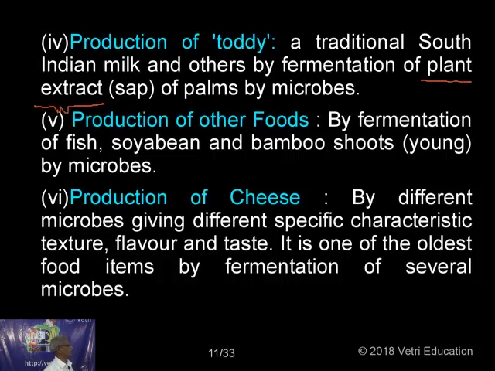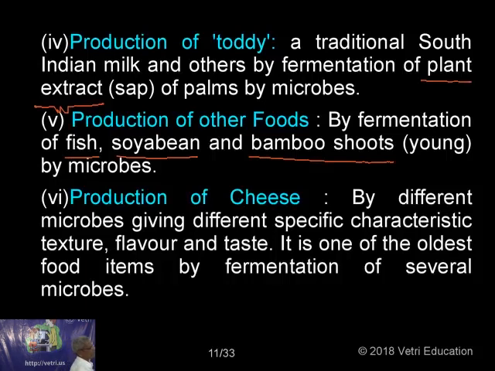Of palms by microbes. Production of other fruits by fermentation of fish, soybean and bamboo shoots. So these are also becoming a very good food material. Sometimes a fermentation of fish is taking place, soybean is there, and then bamboo shoots are taken and then you ferment, and then they are all used in the preparation of different types of liquors.